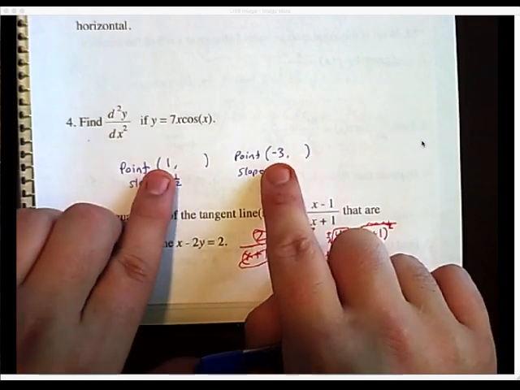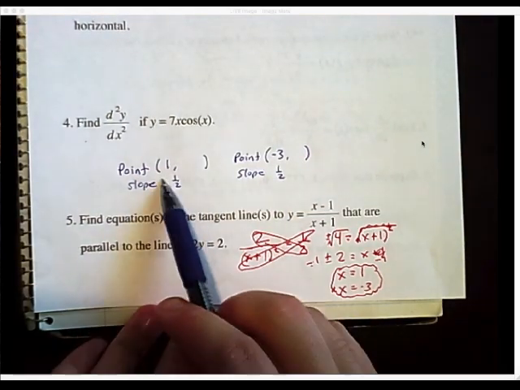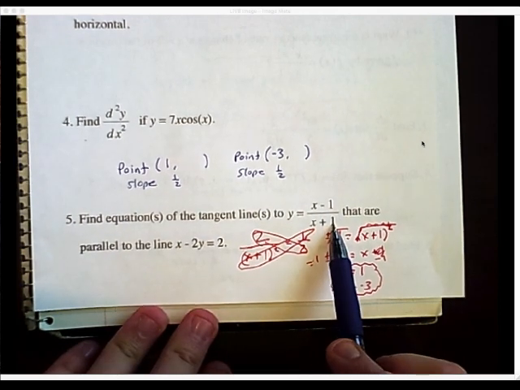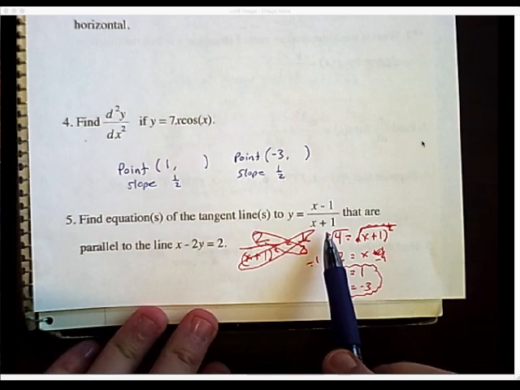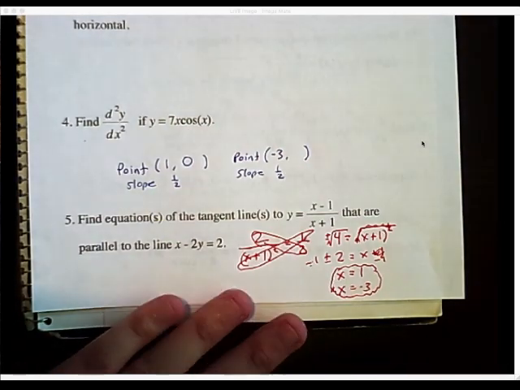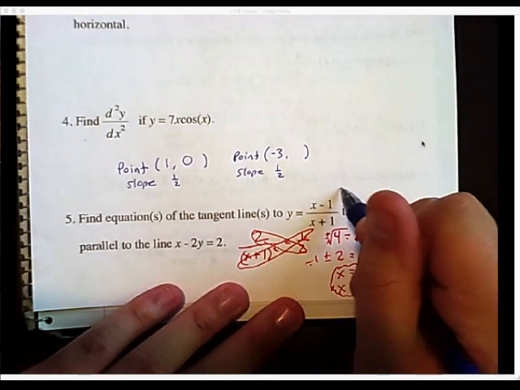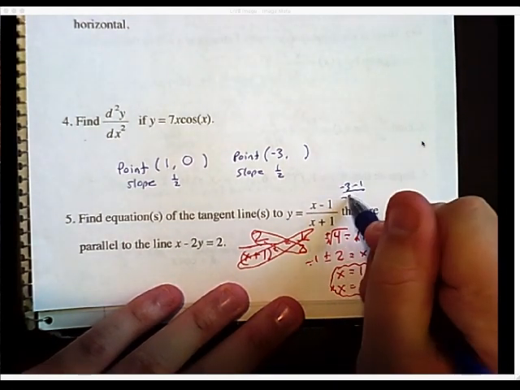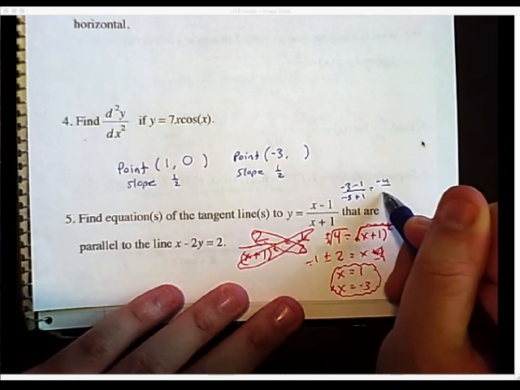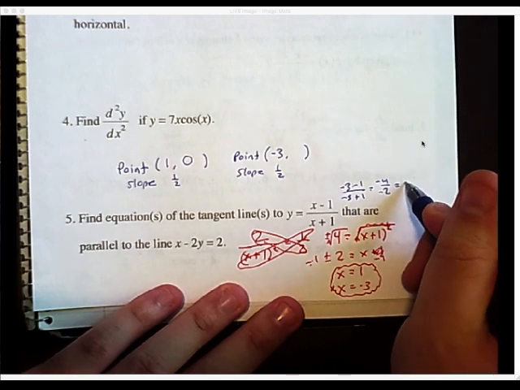I'm going to plug these x values individually into my function. So if I plug 1 in, 1 minus 1 is 0, 1 plus 1 is 2, 0 over 2 is just 0. When I plug negative 3 in, negative 3 minus 1 over negative 3 plus 1, negative 3 minus 1 is negative 4, negative 3 plus 1 is negative 2. Negative 4 divided by negative 2 is positive 2.